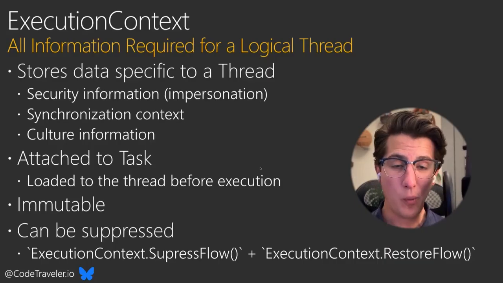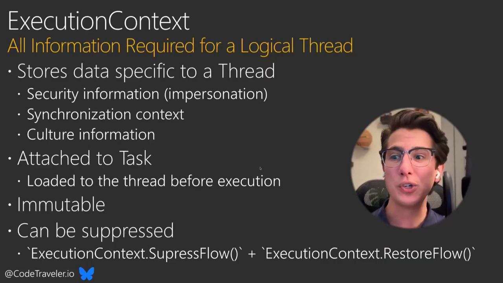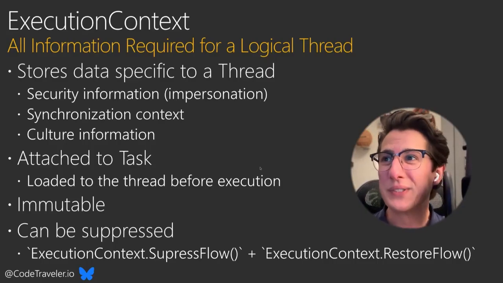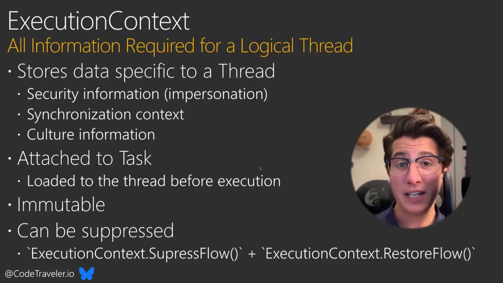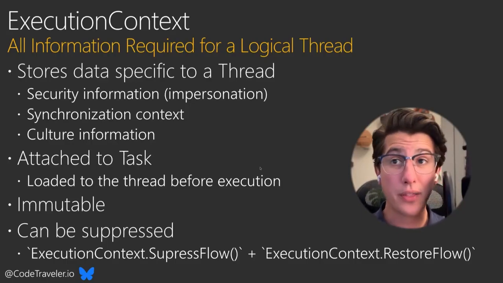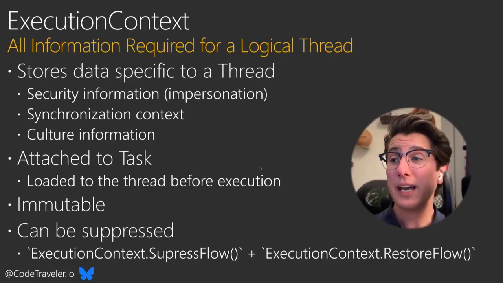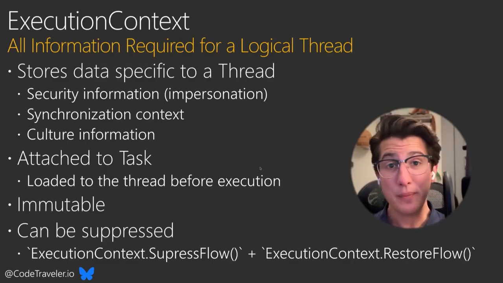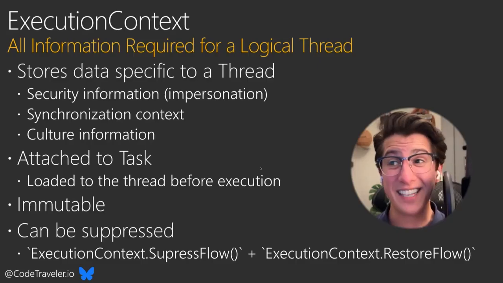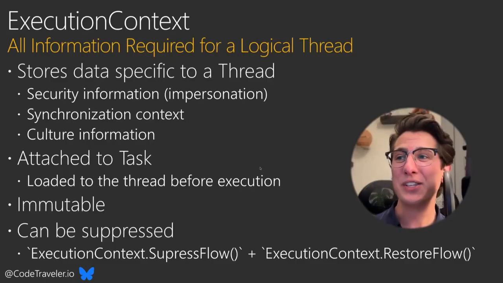For example, what language is the user using so that we can respond properly in a language that they'll understand. This execution context is attached to the task and it's loaded to the thread before execution. Now, it is immutable. It cannot be changed once it's set, which is good because we don't want .NET to accidentally override our execution context.